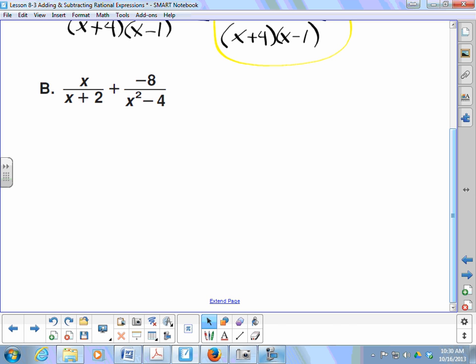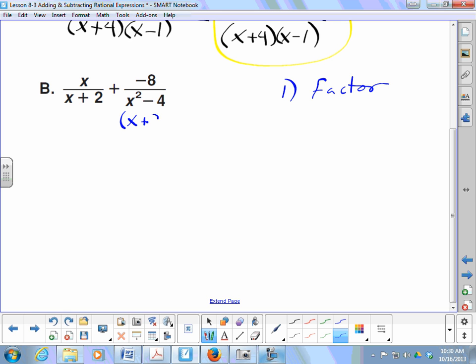Okay, number 1. Factor. First thing we're going to do: we can factor this, x plus 2, x minus 2. Number 2, find the least common multiple or the least common denominator.